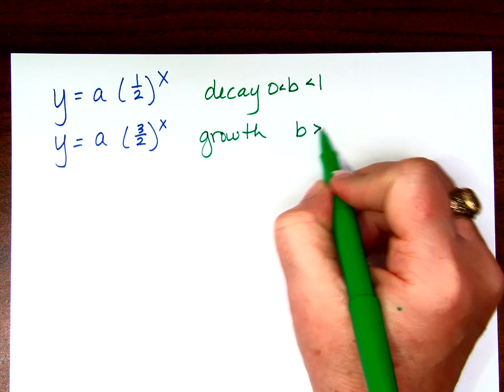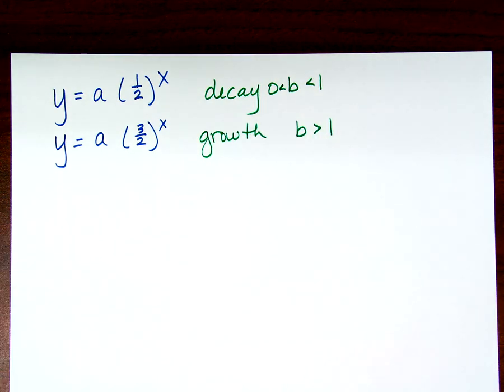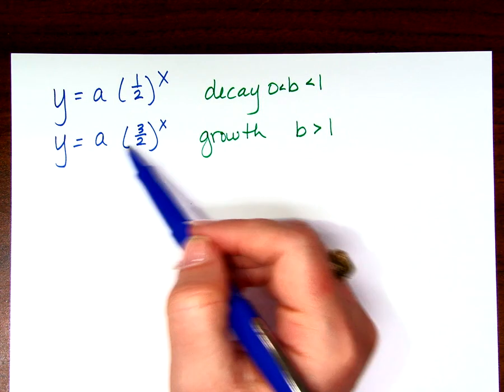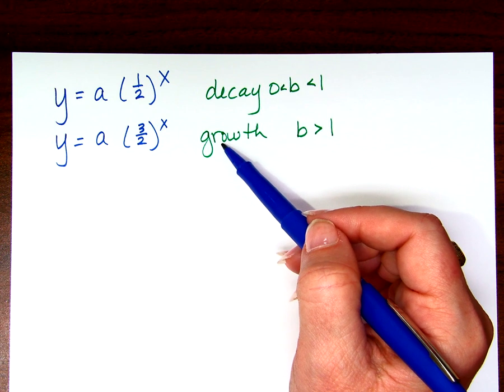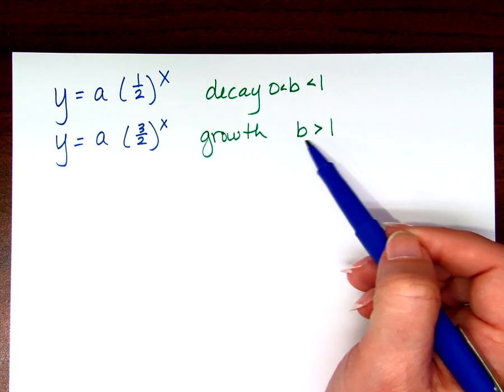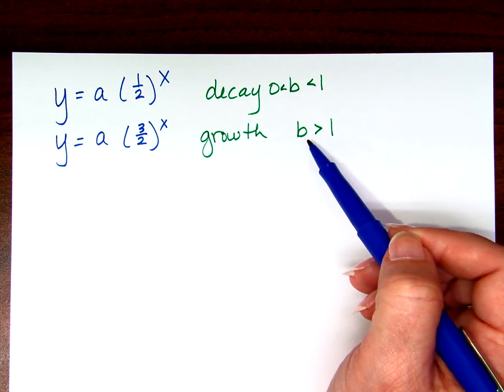because b is greater than 1. So like when you're doing your homework today, you're thinking, I know I have to write work. What should I write for work? Well, you've got the problem written. You got to tell me if it's growth or decay, and then tell me why. This is your work. Does that make sense? Okay.